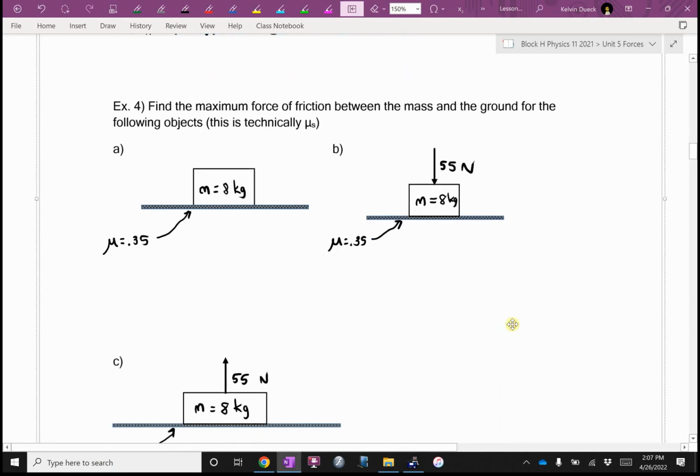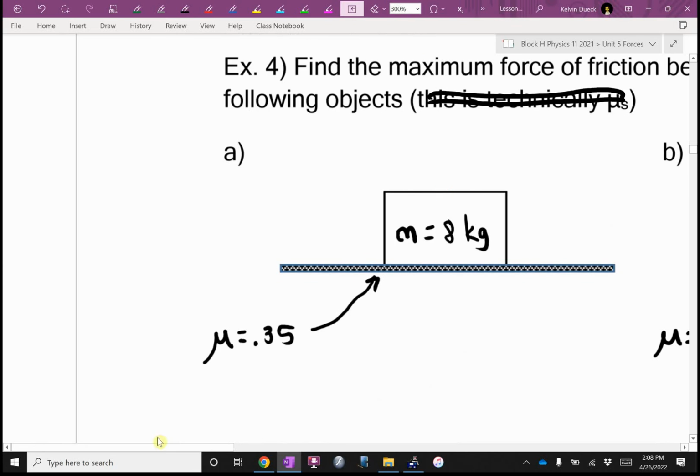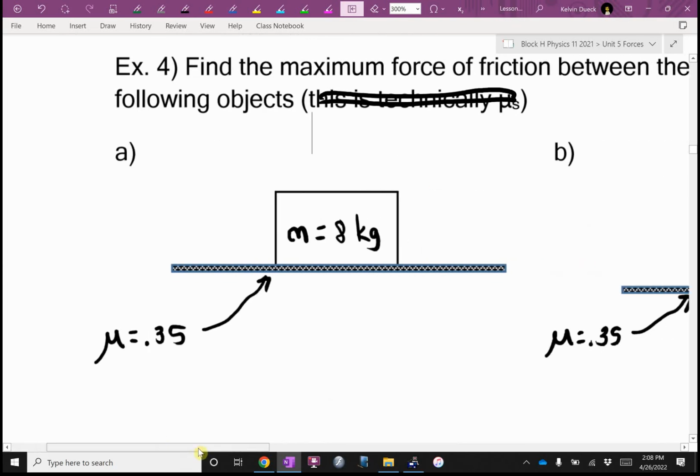Example 4 says, find the maximum force of friction between the mass and the ground for the following objects. You can cross that last thing out. That would have been if I was telling you that there were 2 types of friction, and I'm not this year. Okay, let's zoom in on the first picture. What does it want us to find? The maximum what? Force of friction. This is a job for a free body diagram.